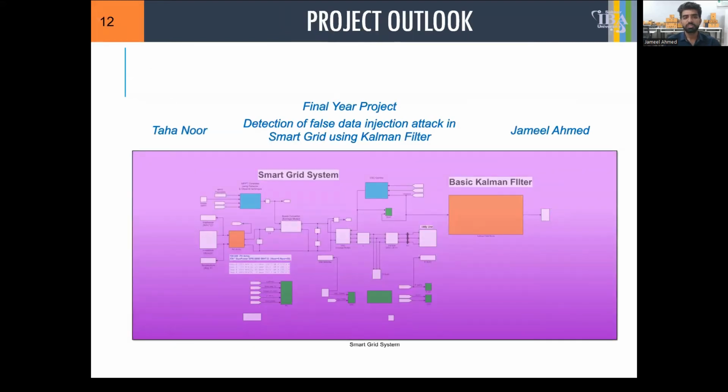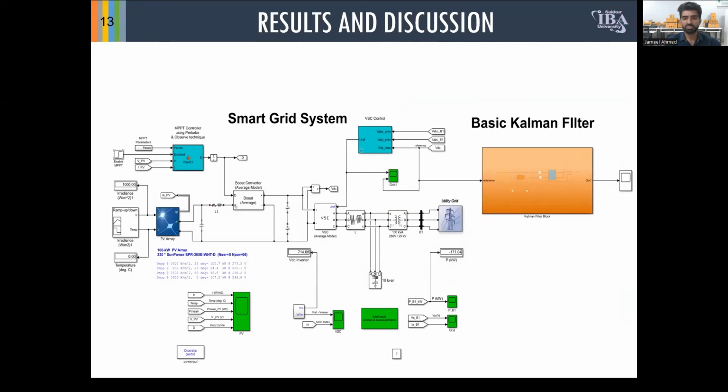So this is the project outlook of our whole project. This is in MATLAB, in simulation. I'm going to let you know what this internal circuitry is. So there is the smart grid system, and then the Kalman filter. The smart grid system is cascaded with the Kalman filter, and the smart grid system has its VSC controller. There is a PV array and a utility grid. MPPT is used with the PV array, and there is a load.